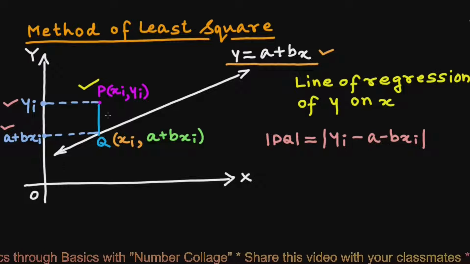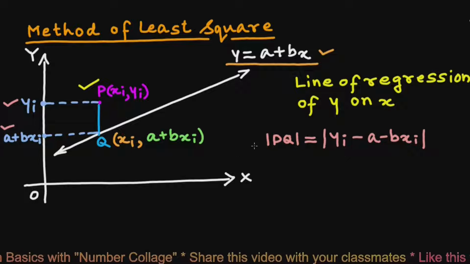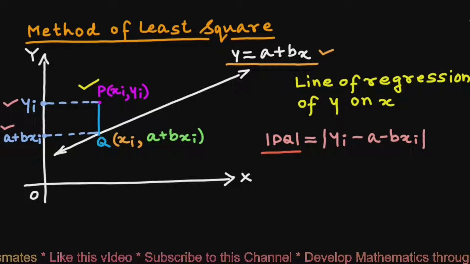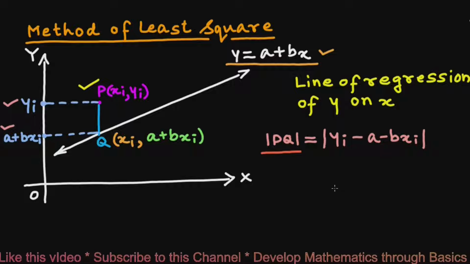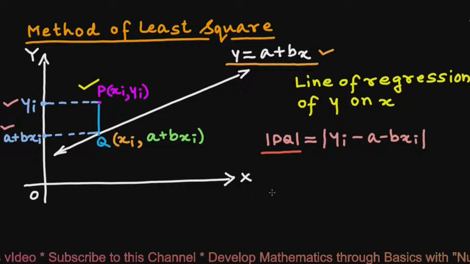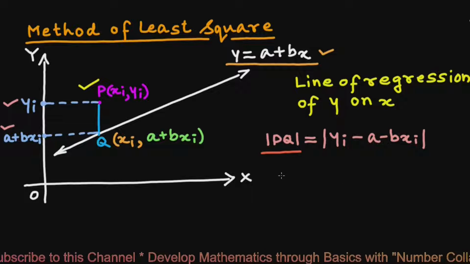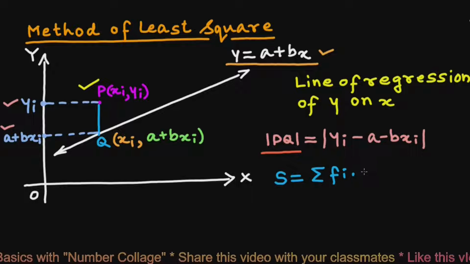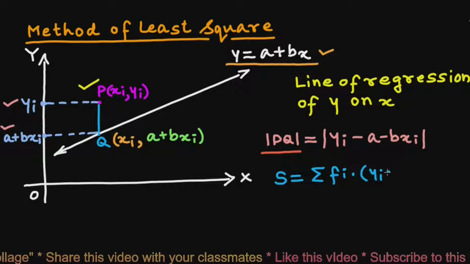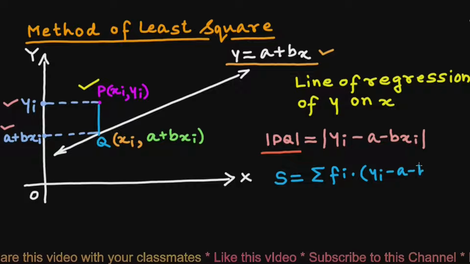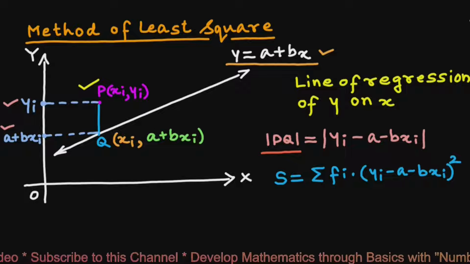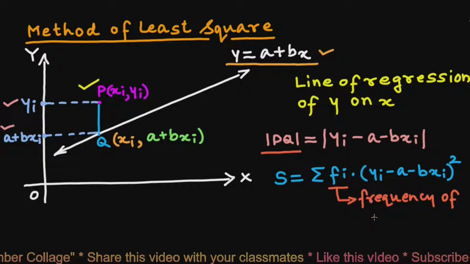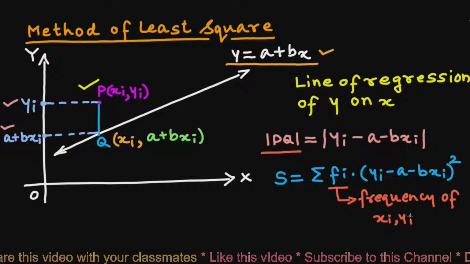Since distance is always positive, for minimizing |PQ| we will minimize its square. We will denote the sum of the squares of these distances as S and write S equals summation fi into the square of (yi minus a minus bxi), where fi is the frequency of points (xi, yi).